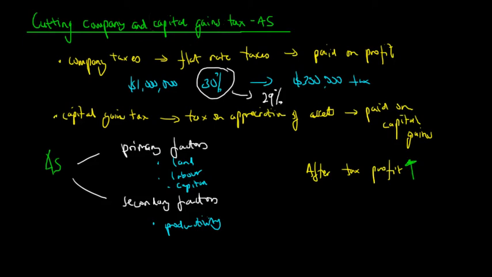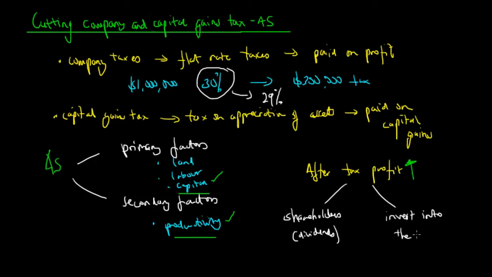So as we can see, this relates to business and investment spending. As a result, the factors that cutting company and capital gains tax would affect are the amount of capital for a firm, and also the productivity. With after-tax profits, the firms can do two things with them. They could pay shareholders in the form of dividends, or they can keep it and invest it back into the business.